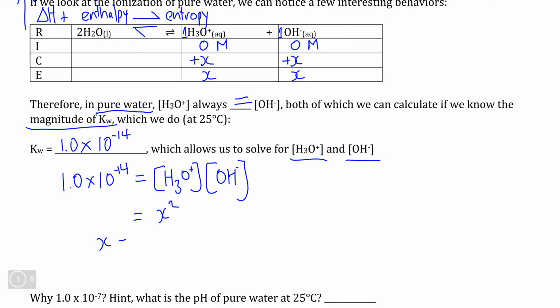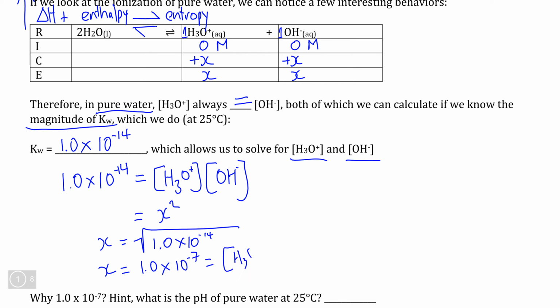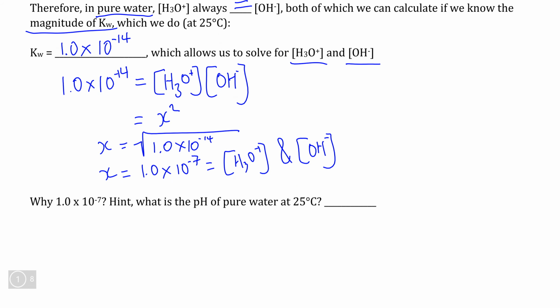So to solve for X, all we need to do is take the square root of 1 times 10 to the negative 14, and the way that square roots work, all that we need to do is divide our exponent by 2, which means that we would end up with X being 1.0 times 10 to the negative 7 as being equal to our concentration of H3O+ and the concentration of OH-. Now this number here is not accidental.